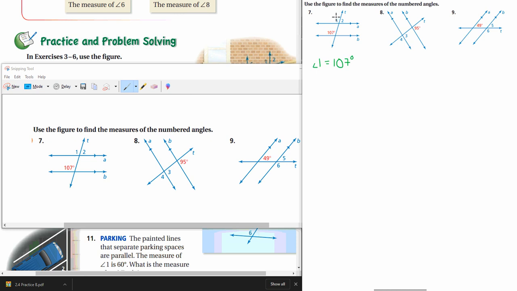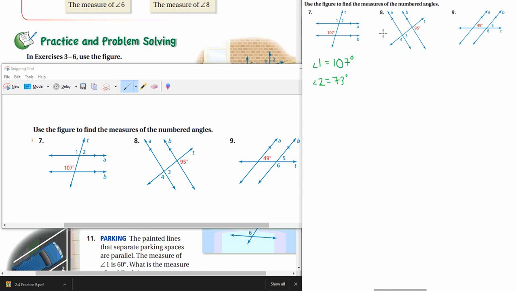If this is 107 and angles 1 and 2 make a straight line, they need to add up to 180 degrees. So what do I have to add on to 107 to get 180? That is the measure of angle 2. And the answer to that question is 73 degrees. Again, they have to add up to 180 because they form a straight line. Or they form a line, I should say.